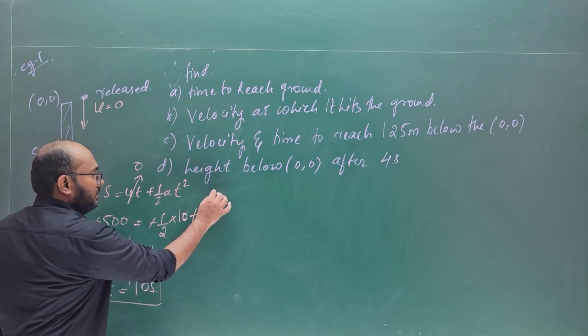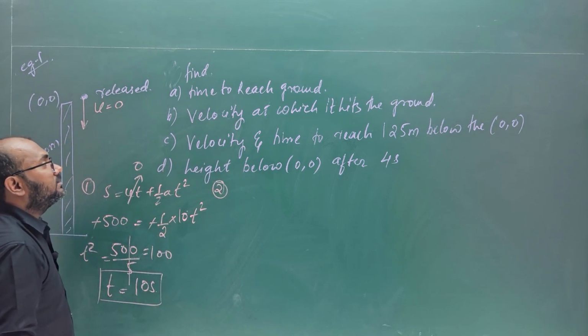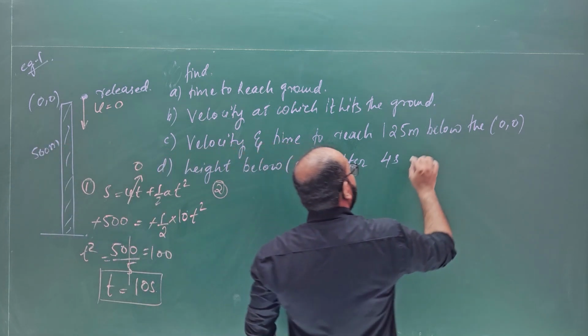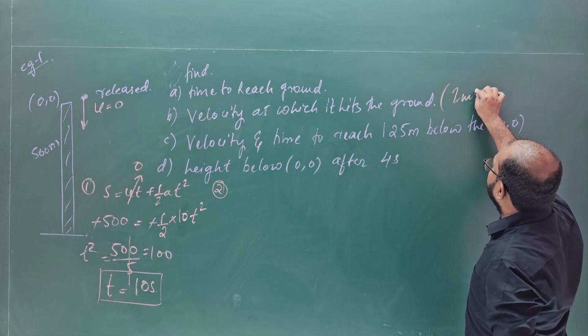Now the second one. What is the second question? The velocity at which it hits the ground. What will be the velocity before hitting the ground? This is also called the impact velocity. You have to remember this. Sometimes they will ask you what is impact velocity.